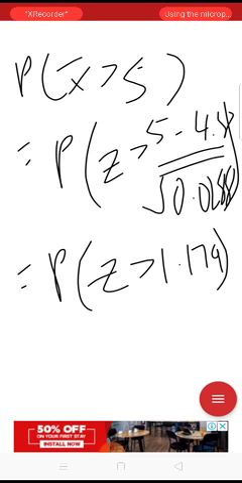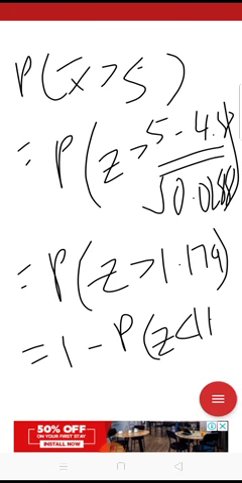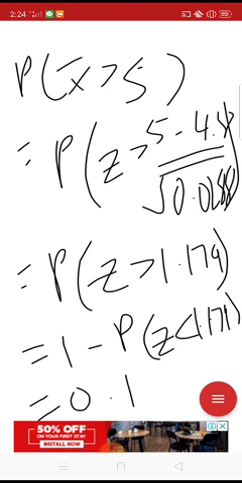That gives P of Z larger than 1.179. This step is important, so you need to show it, although it is a very simple step. Then you can continue and calculate, and you should get the answer 0.119. So this is the approximation from a binomial distribution to a normal distribution by using the random sample. That is question 6.